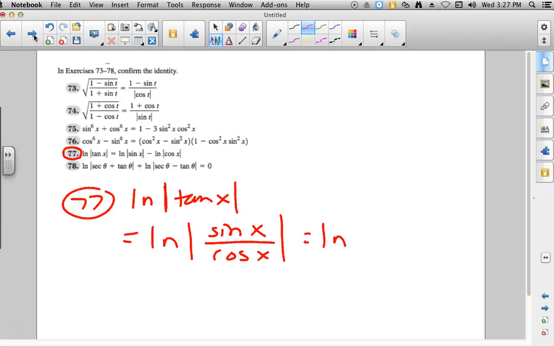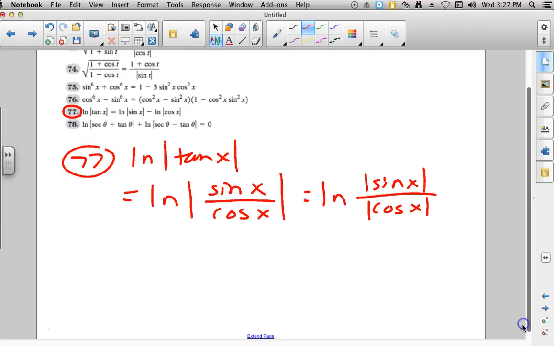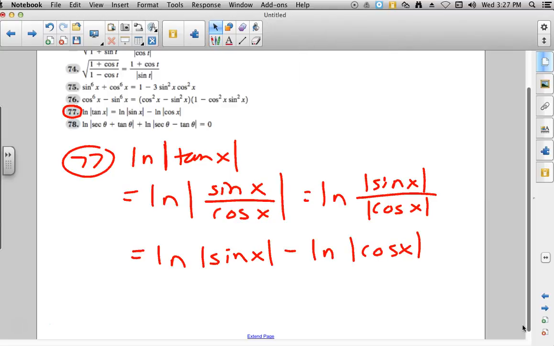And that's going to be the natural log of the absolute value of the sine of x over the absolute value of cosine of x. Now that's important because what we want to do next is separate those. And in the language of logarithms, division means subtraction. So that will be the natural log of the absolute value of sine of x minus the natural log of the absolute value of cosine of x. So we're just using the properties of logarithms along with remembering that we're working with absolute value here.